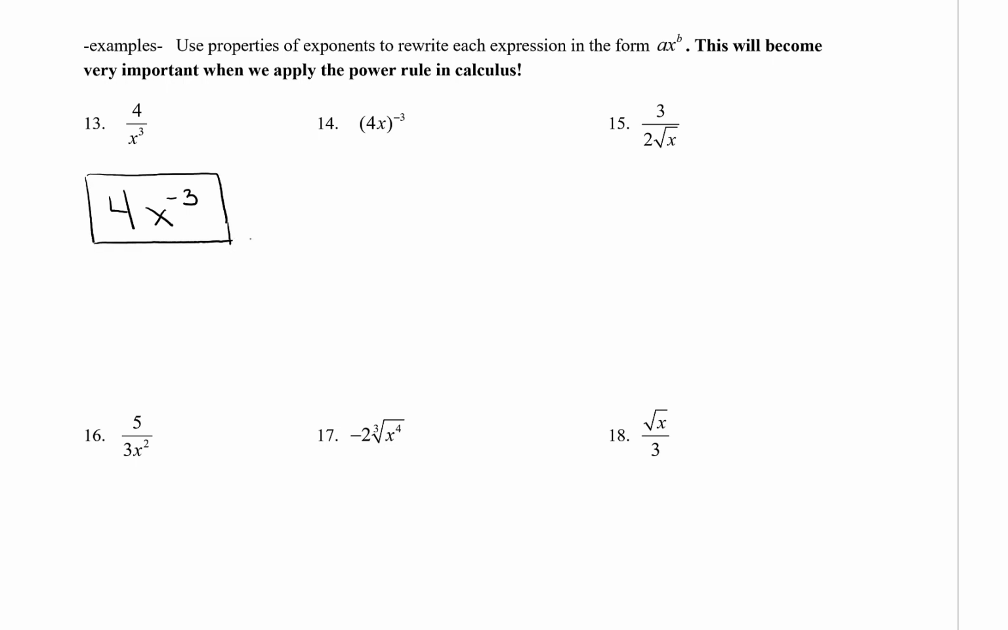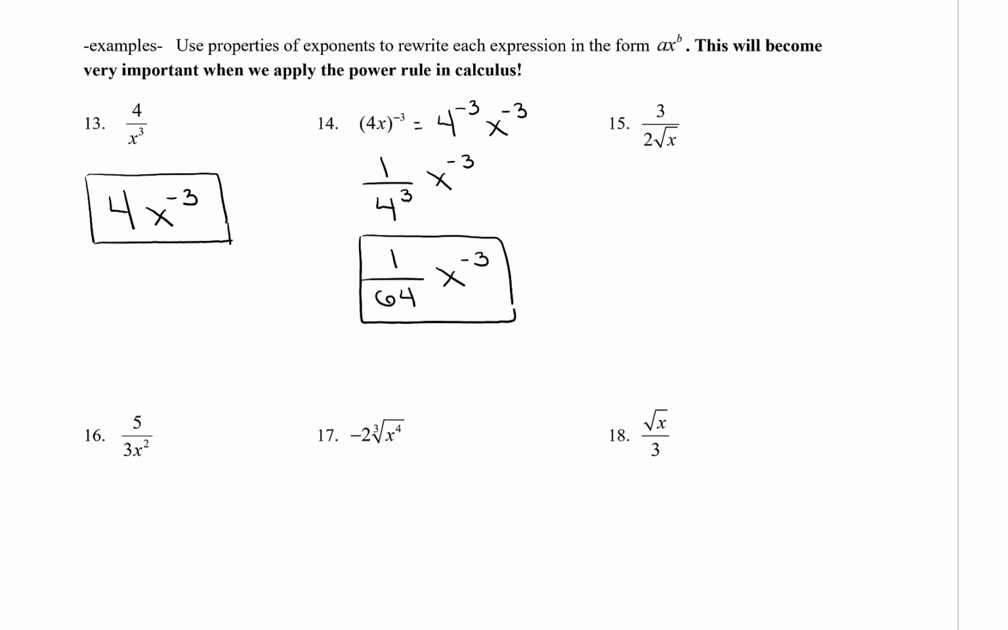Number 14 is 4x inside parentheses. 4x is inside the parentheses, and it's being raised to the -3 power. So this means the same thing as 4 raised to the -3 power and x raised to the -3 power. So I'm going to rewrite this as 1 over 4 cubed times x raised to the -3 power. So it'll be 1 over 64 times x raised to the -3 power. And I'm going to box that in.